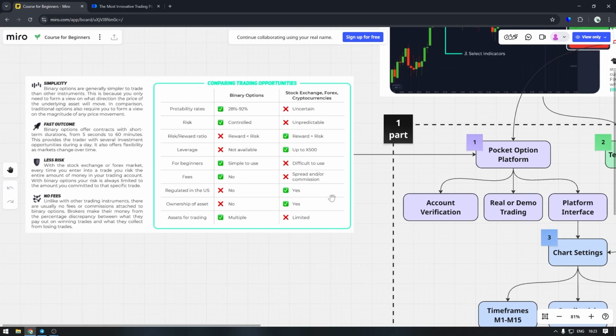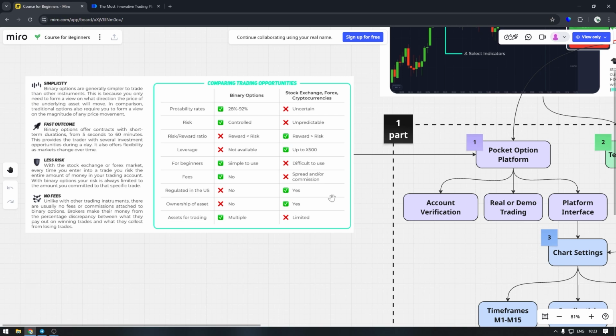Advantages of binary options as an instrument. Conceptual simplicity. You only need to determine the direction of the asset's movement, not the magnitude. In traditional options, you must predict both direction and momentum. The second one, defined risk. Your risk is limited to the investment amount in the trade. In the stock market or forex, you can lose more than you deposit when using leverage.